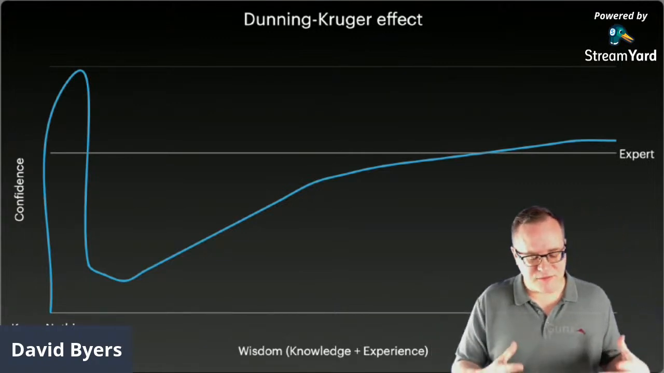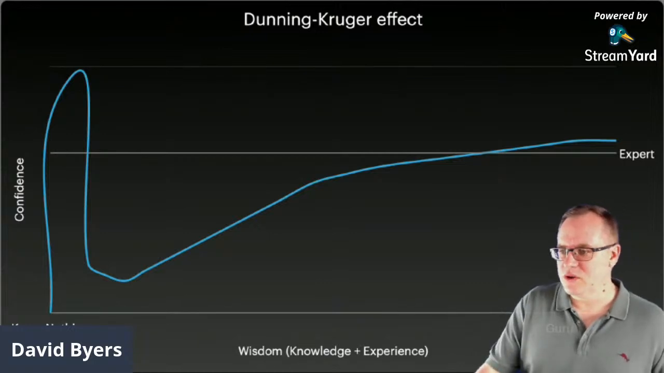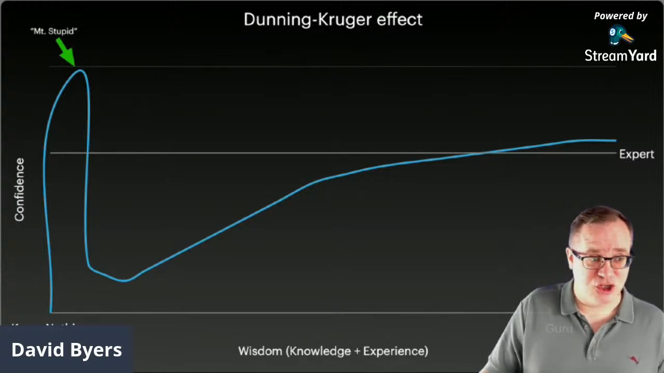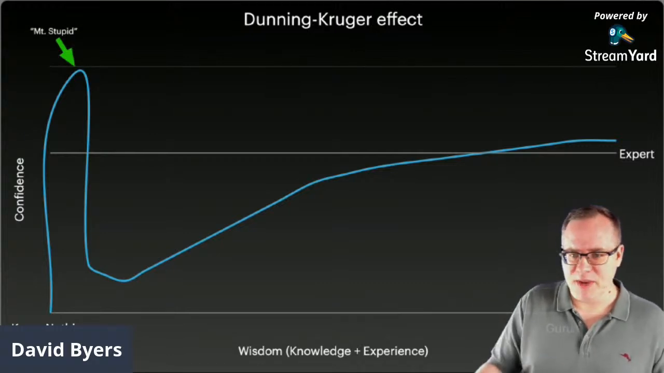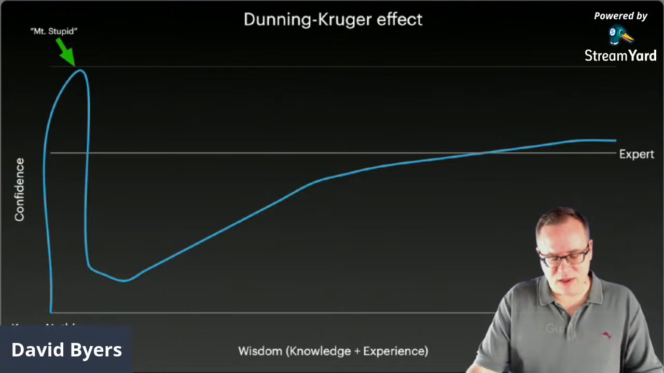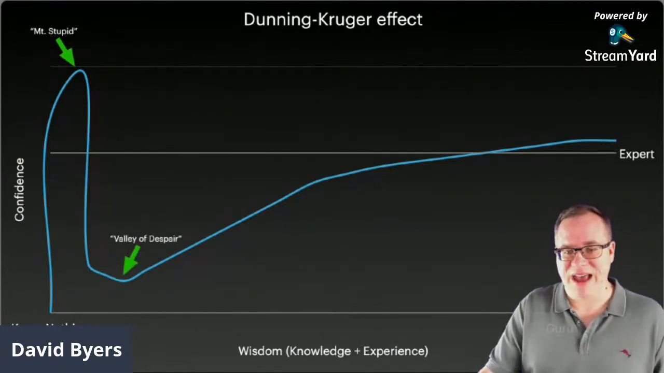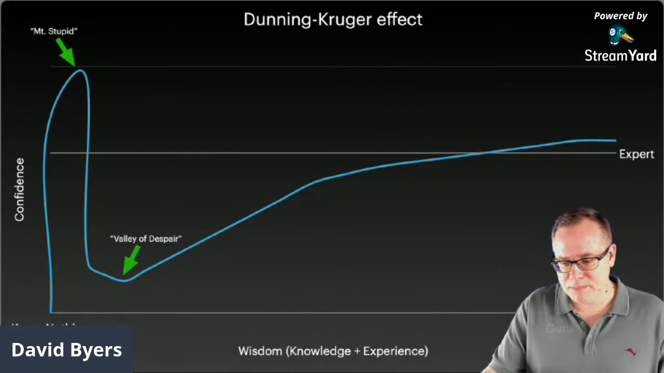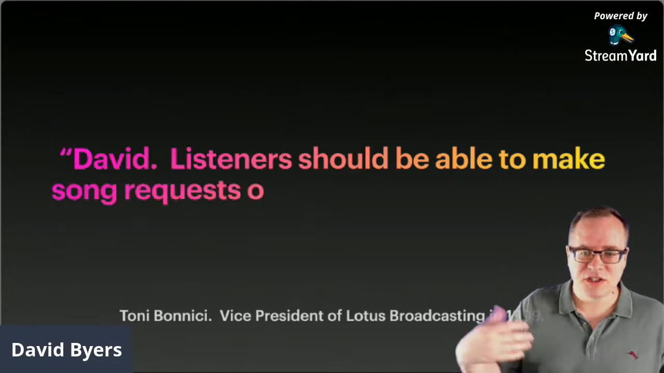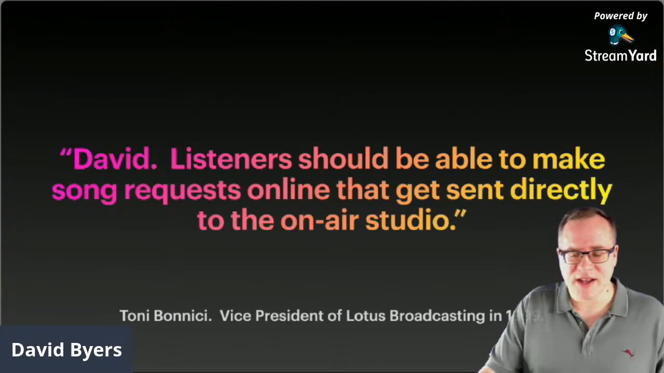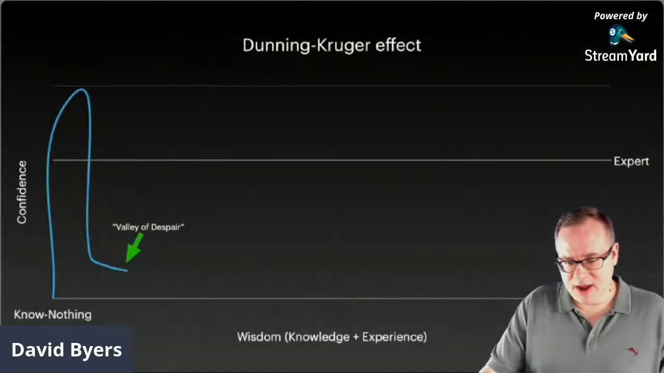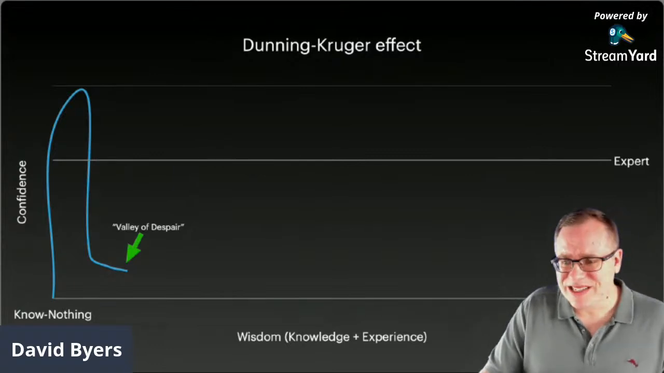Well, at this moment, after I'd written these three simple, stupid lines of ColdFusion, I was up here on what psychologists like to refer to affectionately as Mount Stupid, because my confidence was way up, but I really had just scratched the surface of ColdFusion. Little did I know that I was about to fall down here into what they refer to as the Valley of Despair. Because again, it didn't take long before the president of the company came up to me and said, David, I want listeners to be able to make song requests online that get sent directly to the on-air studio via email. And I said, okay. Here I am down in the Valley of Despair because I have no idea how to do this.